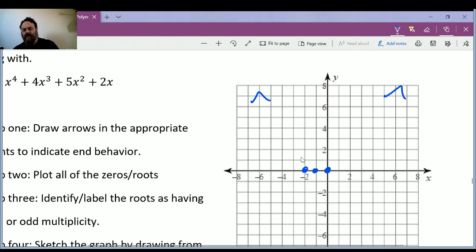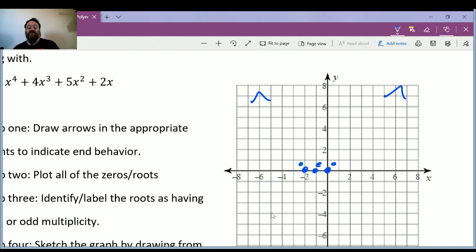Okay. Now this one has an odd multiplicity. I'm just going to put a little O there. This one had an odd multiplicity. I'm going to put a little O there. And I'm going to put a little E for this one. It had an even multiplicity. Okay. You don't have to do that. It's just a nice little reminder.